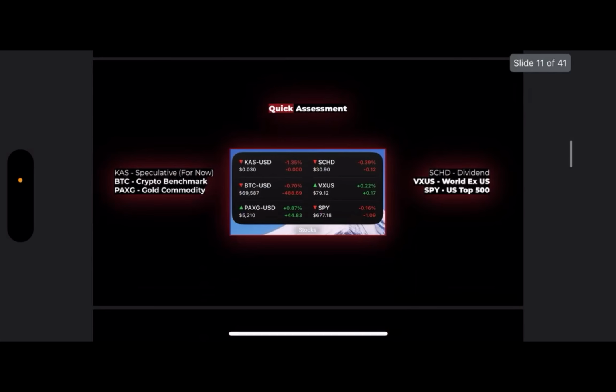For today we're gonna ignore Kaspa and HGHD, because Kaspa for now I consider a speculative asset. HGHD is basically dividend focused, so it's defensive. So we're gonna focus on the other four tickers. Let's start with Bitcoin. For me, Bitcoin is a crypto benchmark, based on market cap. PAXG is basically the commodity benchmark.